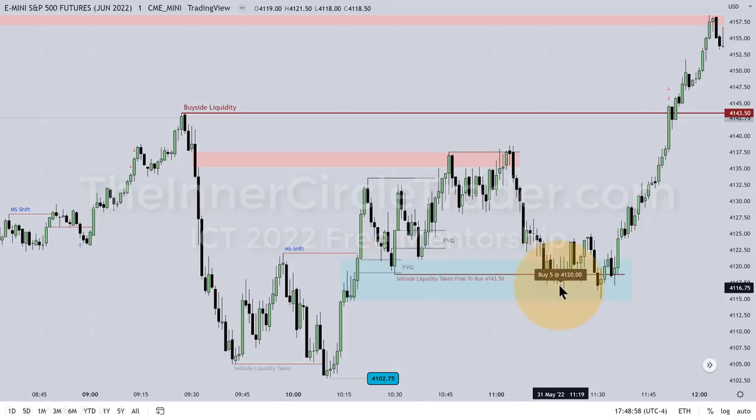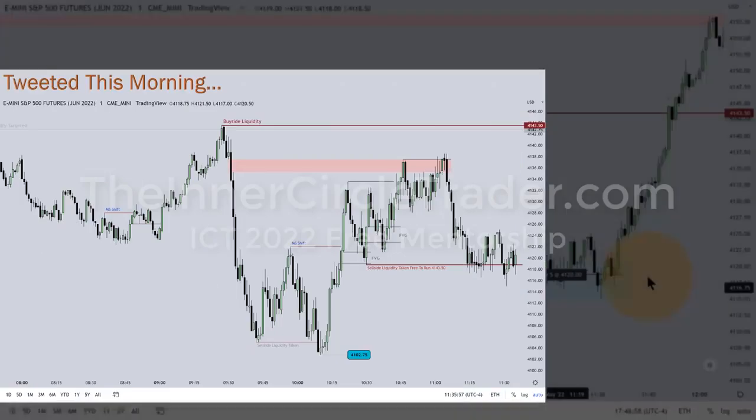And you see my entry was at 41.20 on 5 contracts. And again, here is the tweet. Okay, and I'll have the link posted in the description below this video, so you can click and see it. It was time and date stamped. That is exactly as you see it here. All right, so it says sell side liquidity is taken, free to run to 41.43.5. That's this level here, while it was here.